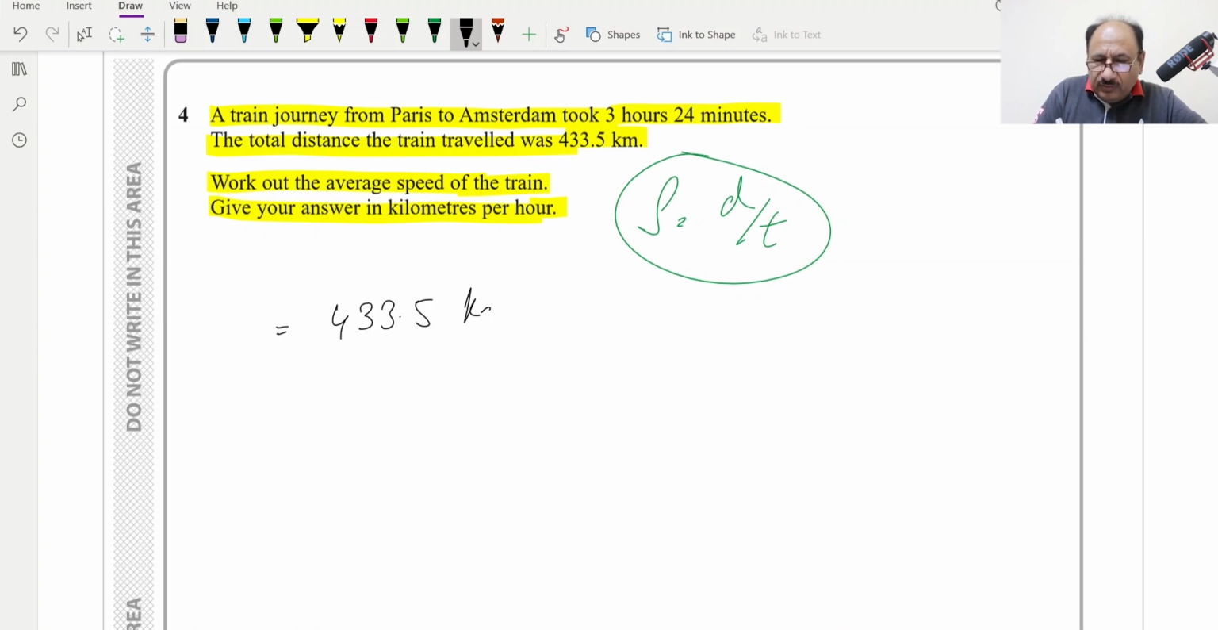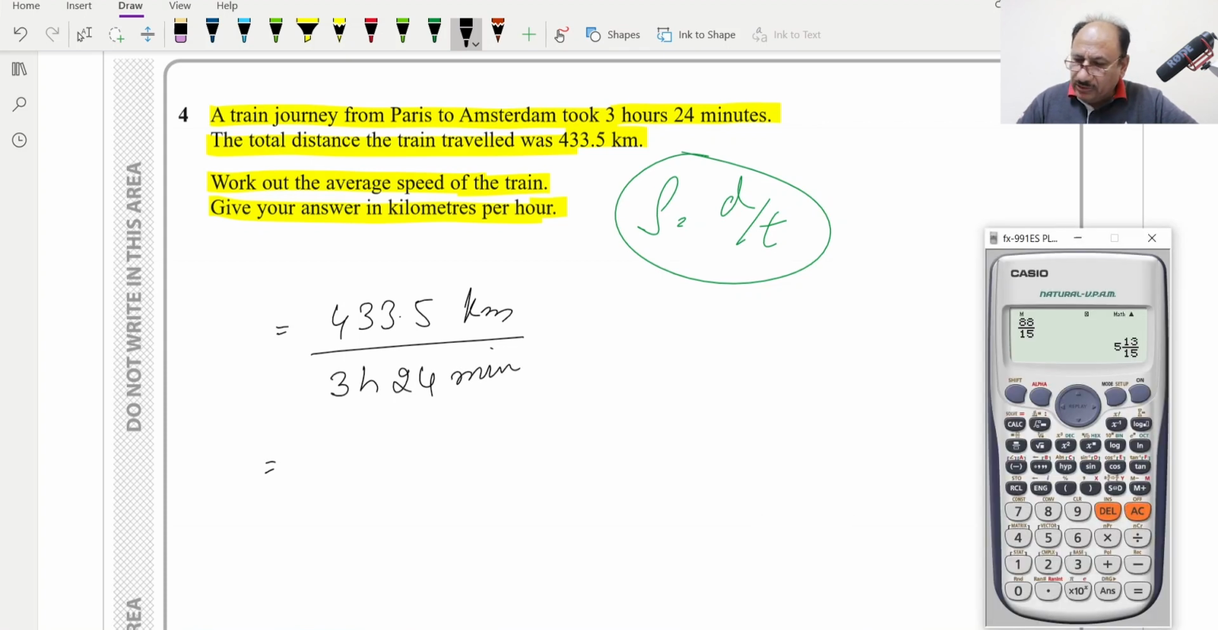Distance is equal to 433.5. This will be kilometers, and time is what? Time is 3 hours and 24 minutes. So what we can do, the first option is just type this in your calculator, 433.5 over 3 hours.